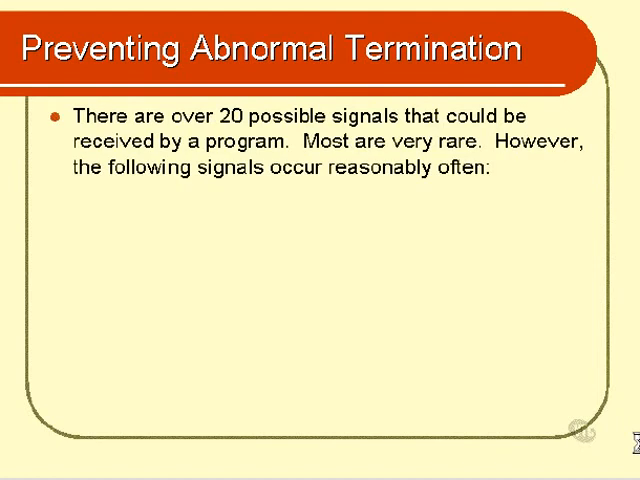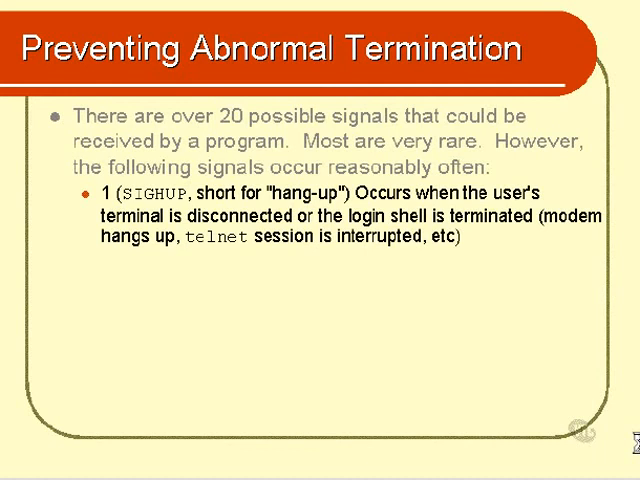So I need to mention all the different types of signals that are available. I'm not going to go through all of them because there's a great deal of them, and they actually vary from one Unix to the next. There's typically over 20 of them, and most of them you'll never see in the course of your programming life. But there are a few that do occur reasonably often, and I'll tell you what they are and when they typically come up.